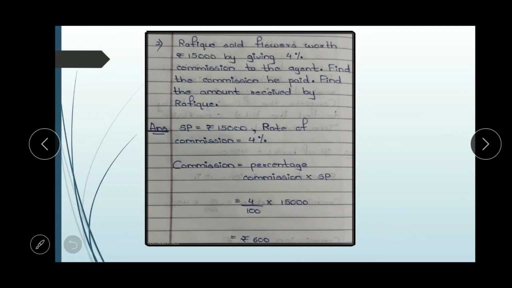Commission is equal to percentage commission into selling price, SP. So what is the percentage commission? Always the percentage is calculated on 100 only. So 4 upon 100 into 15,000. Again these 2 zeros gone, these 2 zeros gone. Perform the calculation, 4 into 150, you will get 600 rupees as a commission. Not you, that agent gets 600 rupees as a commission.